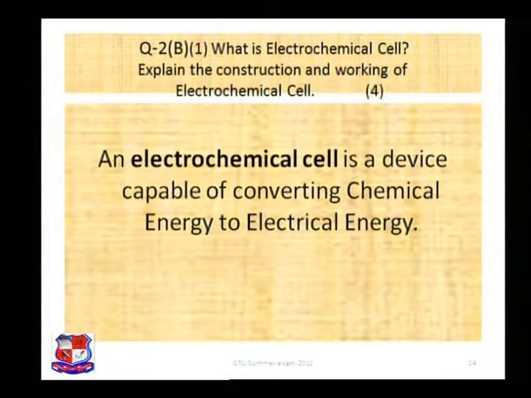Now let us go to the construction and working of the electrochemical cell. For that we are supposed to draw the diagram, and then after the diagram we will describe everything in detail. What are the parts, what do you mean by those parts, and what the diagram actually consists of. Let us see that.